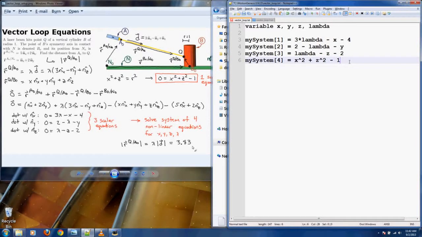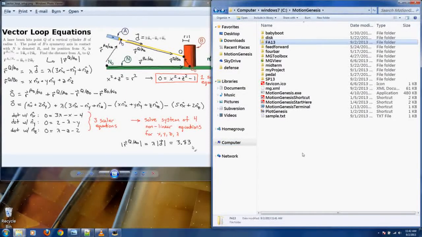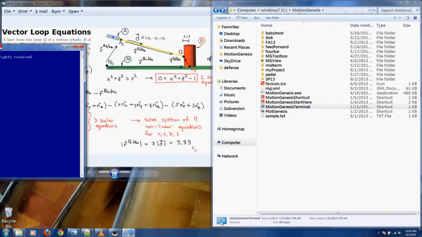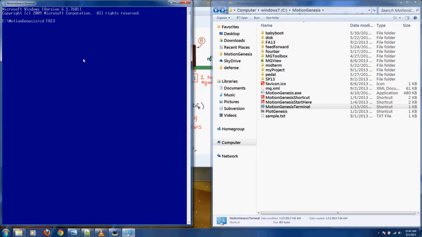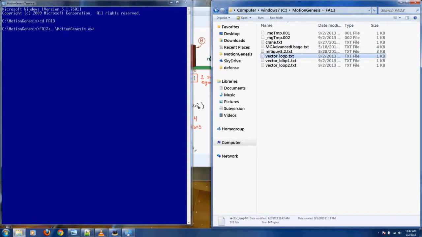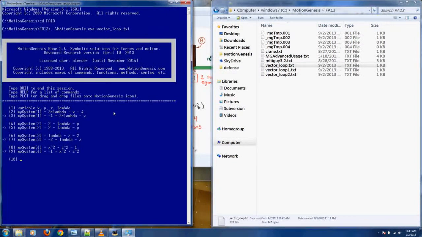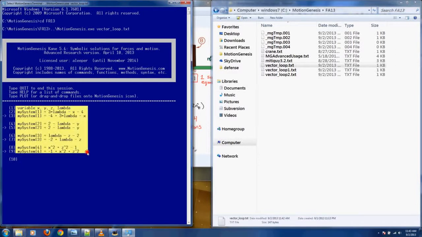At this point, it's always good practice to try running our script and making sure we don't already have some sort of error. So as we talked about in a previous video, I'm going to run MotionGenesis from the terminal here. I'm going to change directory into my working directory, which is this fall13. I'm going to run MotionGenesis from the folder above this one by typing .. and then MotionGenesis. And then I'm going to type in my file name, which is vectorloop.txt. And there we can see it ran the file, and so far everything seems to be fine.